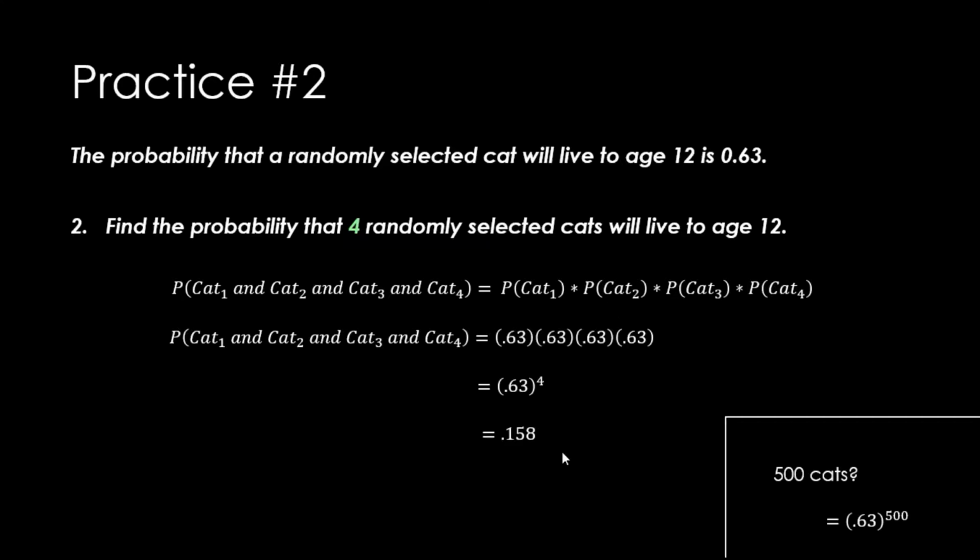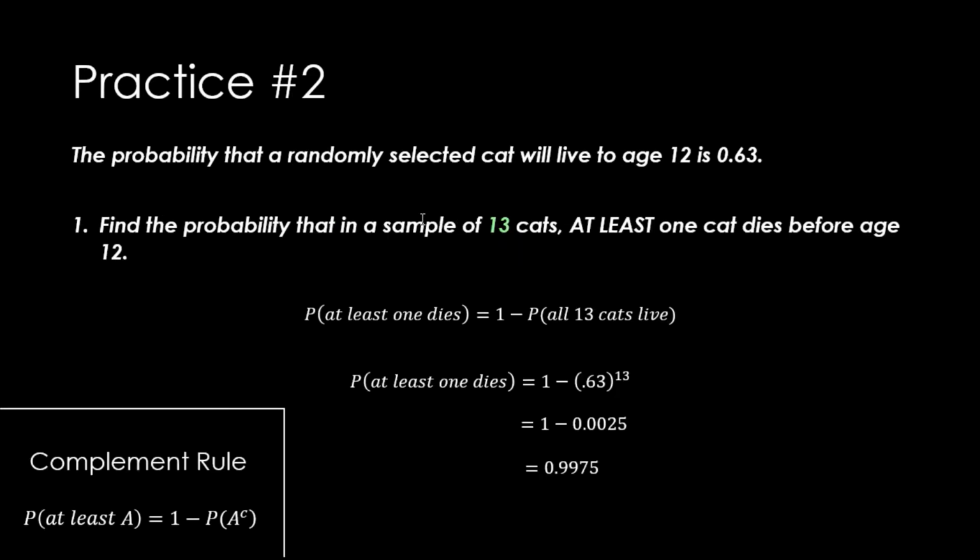Notice that this pattern can be expanded for any number of cats. So if we wanted to know the probability of finding 500 cats who lived past age 12, we would calculate 0.63 to the 500th power. Now for the last part of the problem. Find the probability that in a sample of 13 cats, at least one cat dies before age 12.